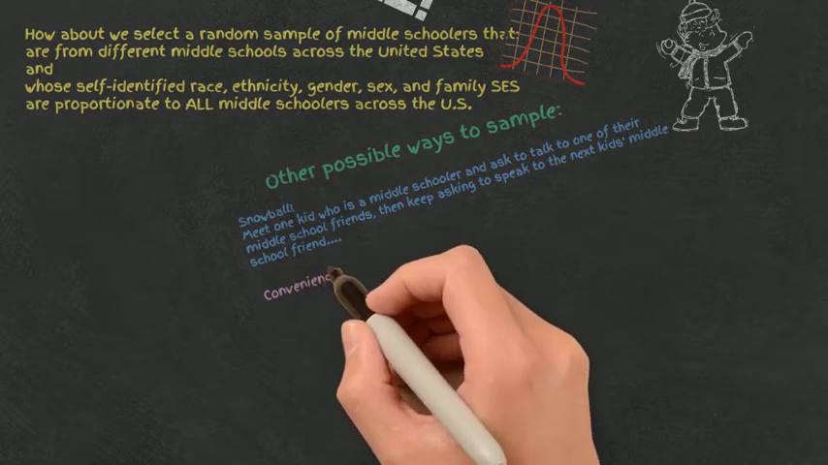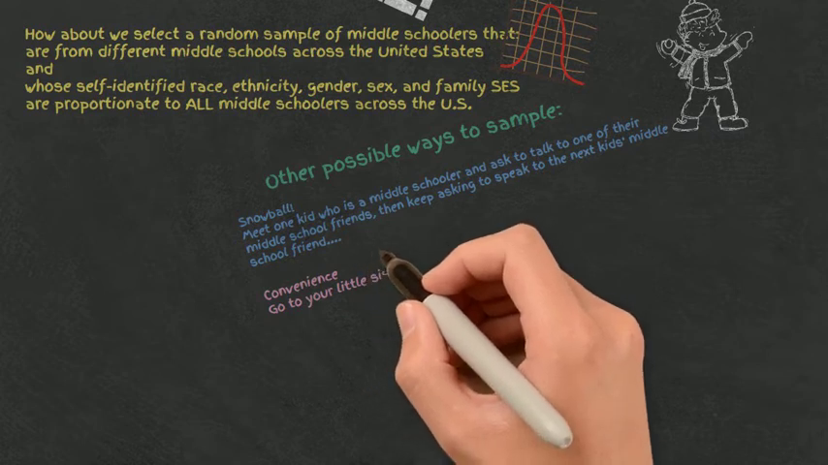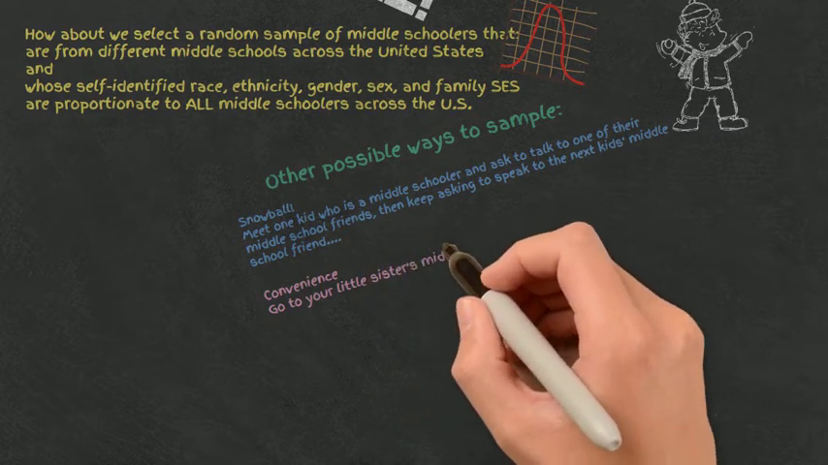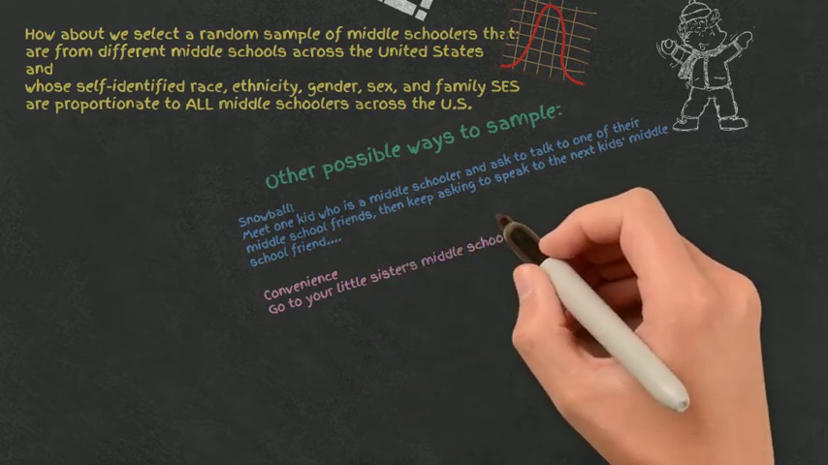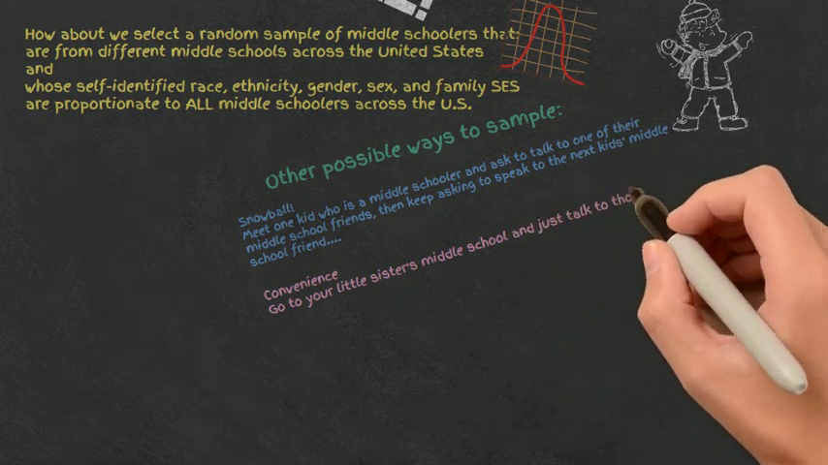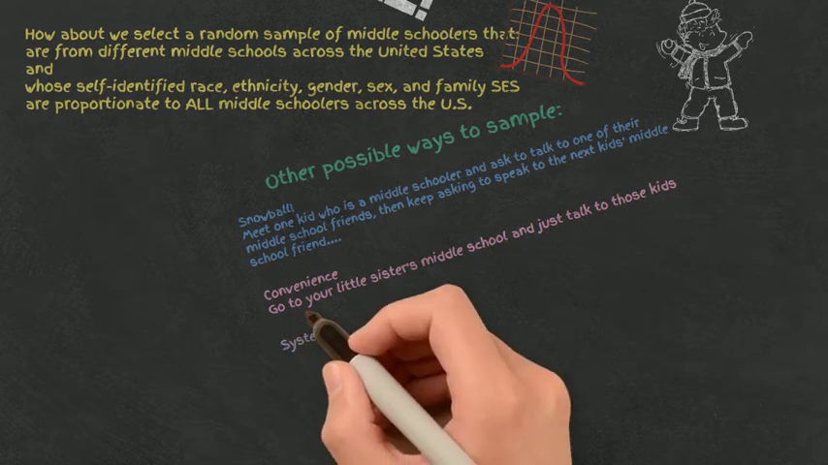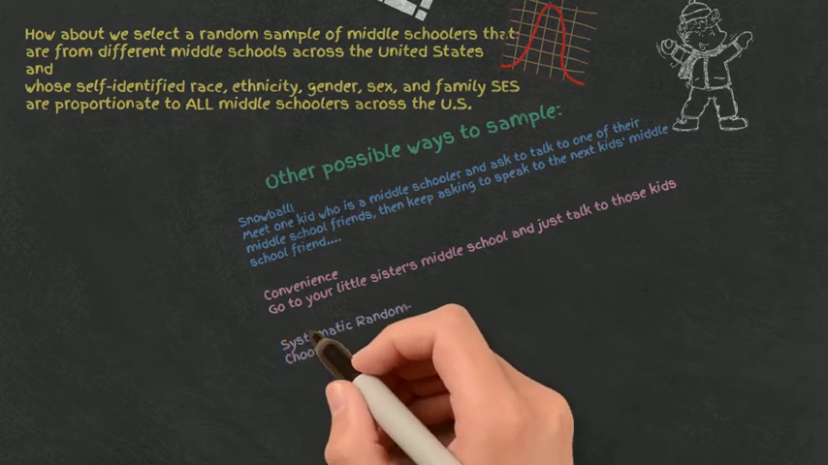We could use a convenience sample. A convenience sample is exactly what it sounds like, conducting a study using research subjects that are convenient, like going to your little sister's middle school and just talking to all the kids at her school. Or maybe, depending on your research question, you decide to conduct a study that uses only your college classmates as the study sample. We could take a systematic random sample.